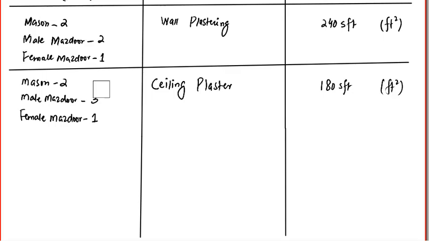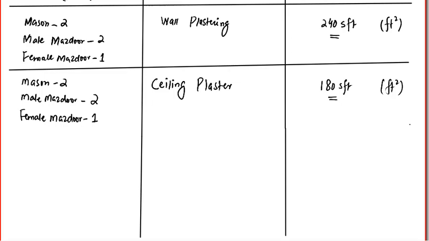Sorry, let me change the male mazdoor, it is going to be 2. For both cases you need the same manpower, but the quantity of work is different. For ceiling plaster, you can do 180 square feet of plastering within 8 hours using this manpower. With the same manpower you can do 240 square feet of wall plastering. The quantity here is higher as compared to the ceiling plaster, so ceiling plaster will take more time as compared to wall plaster.